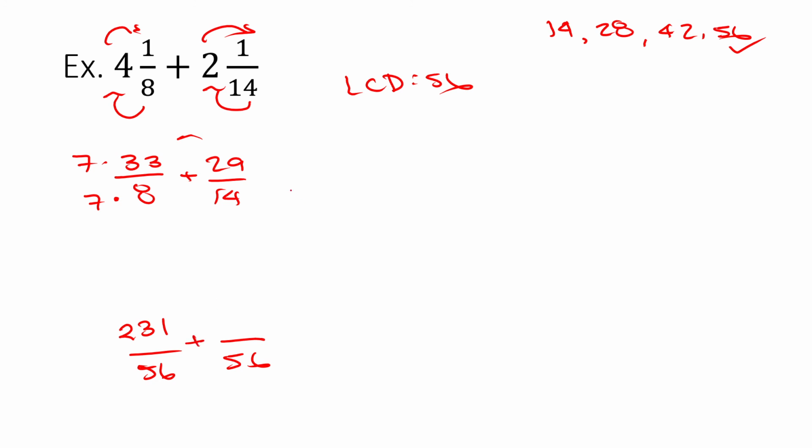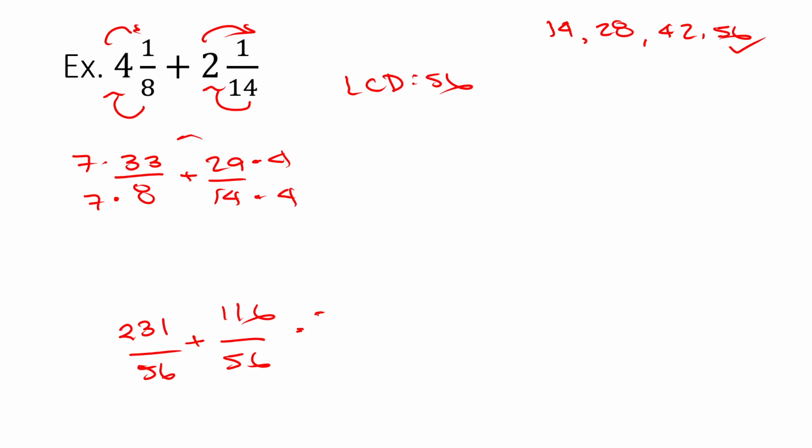Now let's move on to 29 over 14. The number we need to multiply 14 by is 4. So we also multiply 29 by 4. 29 times 4 is 116. Just to double check, yes, it is. So what we have now is 231 over 56 plus 116 over 56.